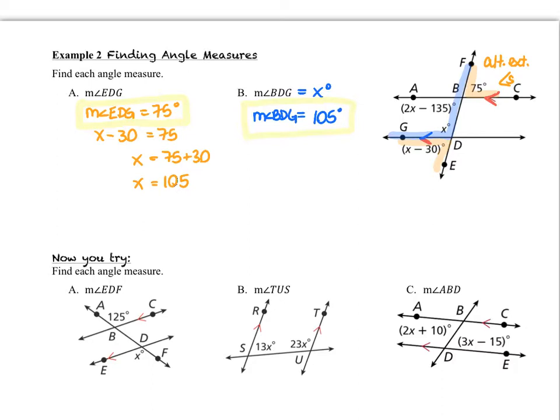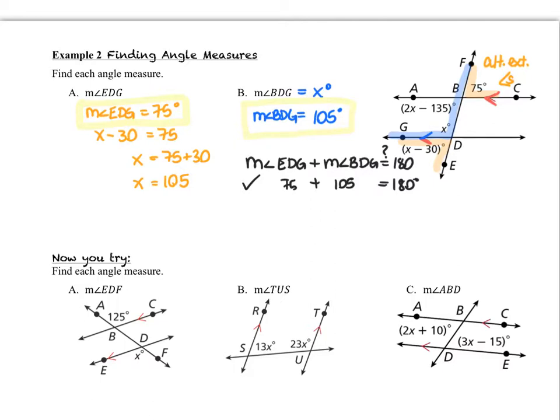Now, as a check, we can verify that those two are in fact supplementary. So if we were to add the measure of angle EDG and the measure of angle BDG, that would mean we're adding 75 plus 105, and that does in fact give us 180 degrees. So our check worked.